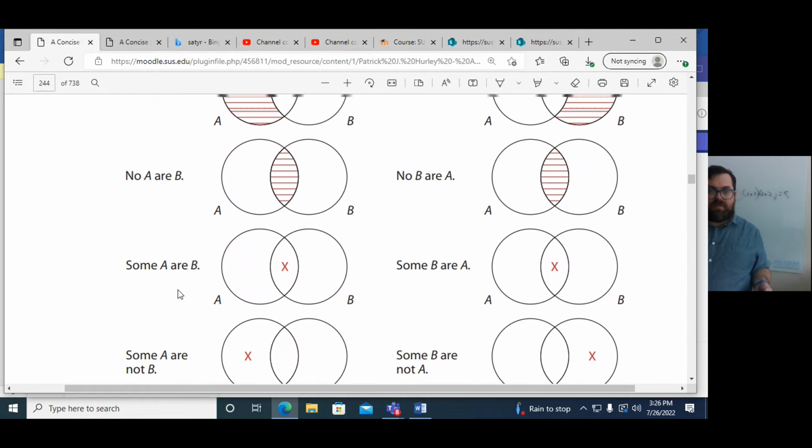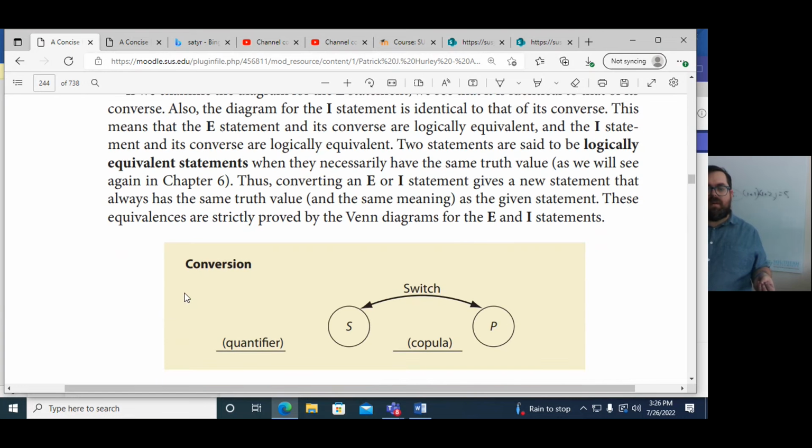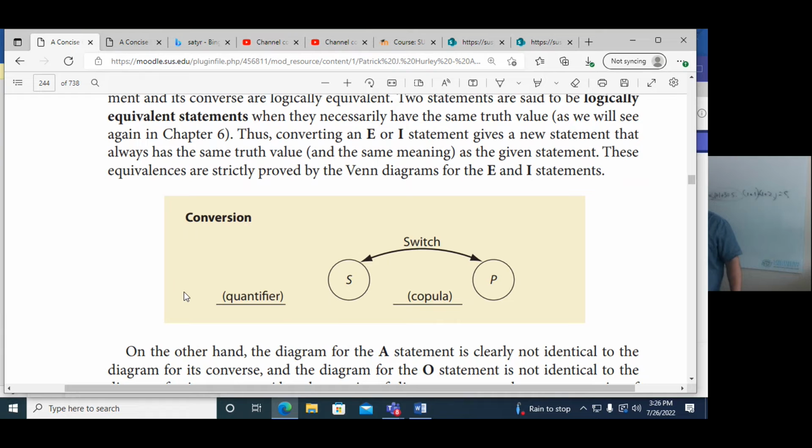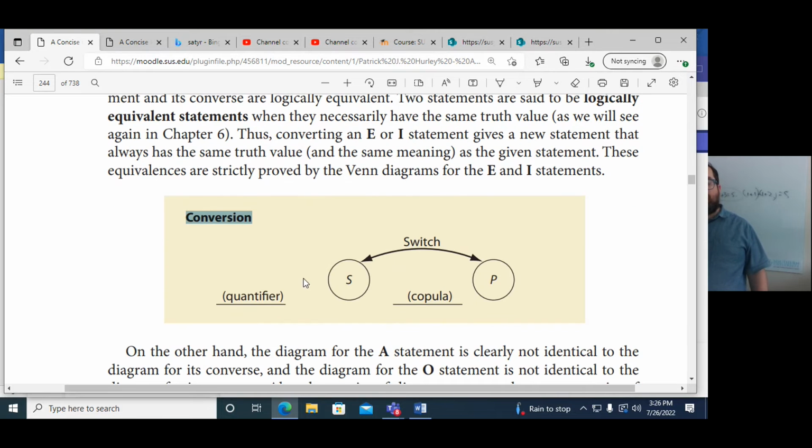Note here E and I propositions when we switch the subject and predicate term, and that's simply conversion, right? And here's a picture of it. So the quantifier stays the same, the copula stays the same, and all you're doing in conversion is switching the subject for the predicate and the predicate for the subject term. Very easy, right? Now, also keep in mind that both of the first ones are E and I.